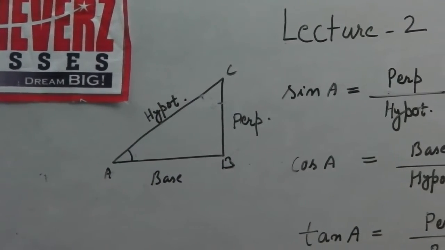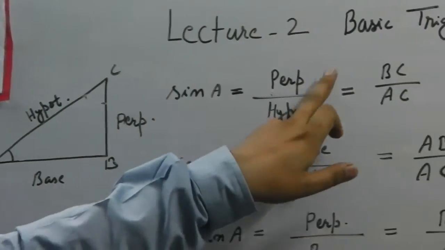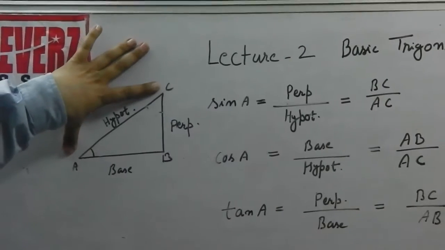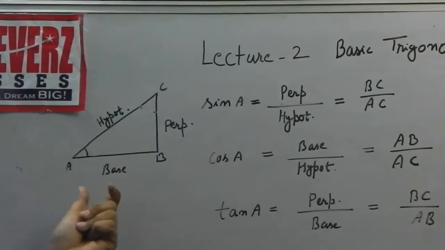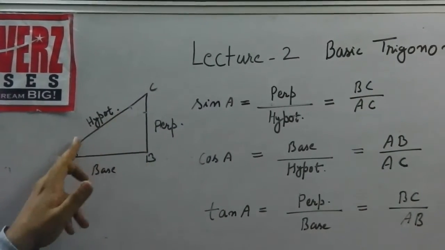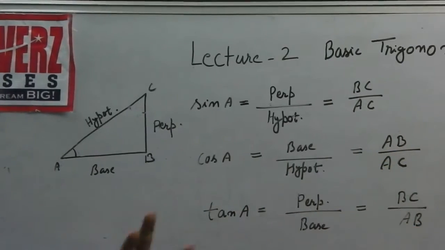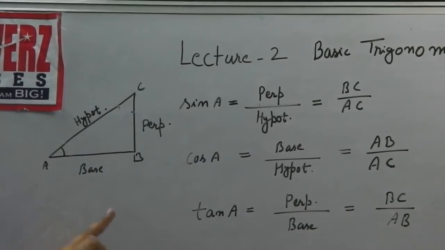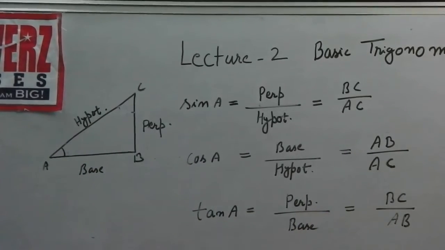So sin A was defined as perpendicular over hypotenuse, that was BC over AC. Cos A was defined as base over hypotenuse, that is AB over AC, and tan A was defined as perpendicular over base, that is BC over AB.